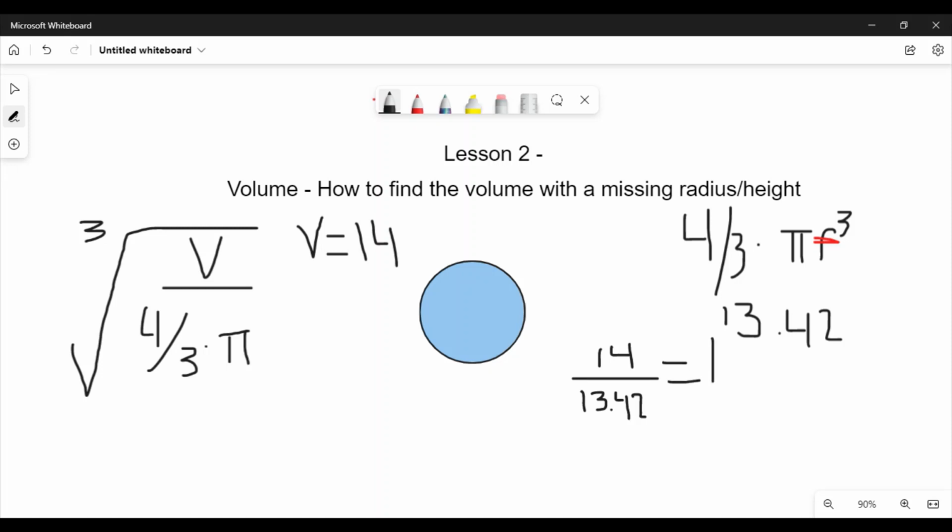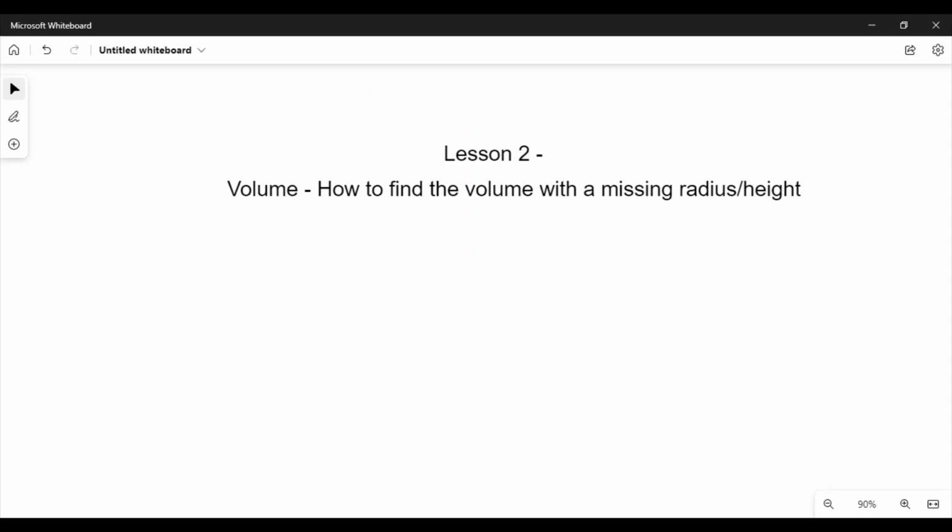And now you have to find the cube root of that. So the cube root of 1 should be 1. That is your missing radius. So the radius is 1. Now if you wanted to find the diameter, it would be 1 times 2, which is equal to 2. So the diameter is 2. And that is it for our lesson 2 on volume. And I'll be back with another lesson later.